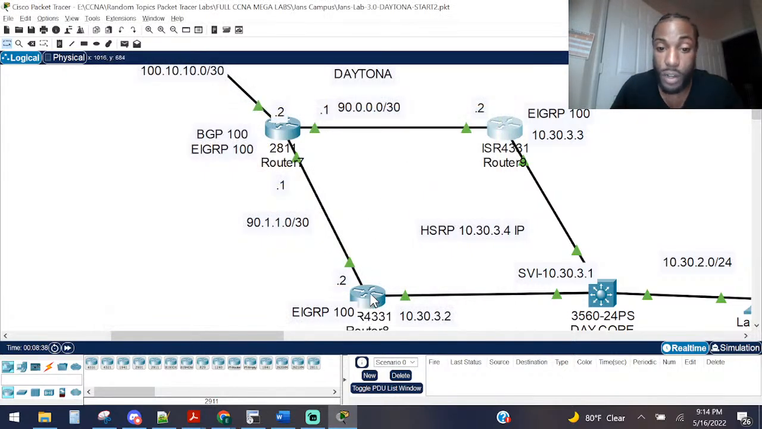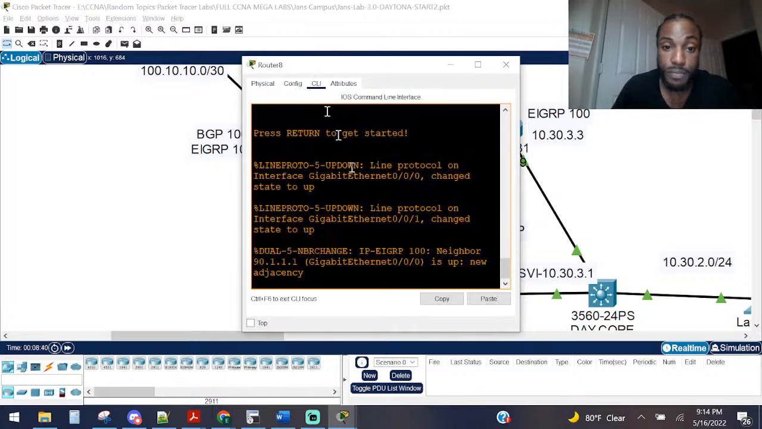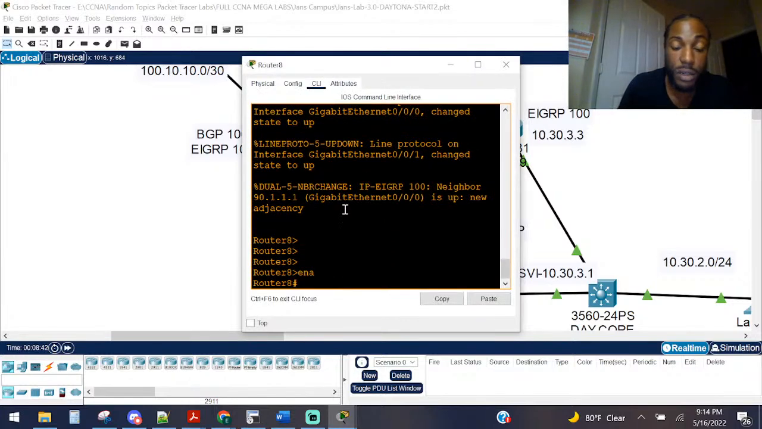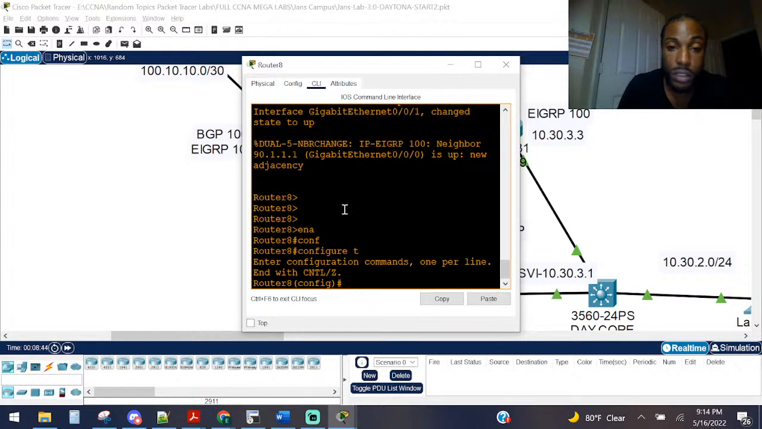Let's go ahead and do it on this guy right here, router 8. Now watch what happens though. Go to global config mode. I should have done it at the bottom first, but maybe it is good I did it at the top. Let's do a show IP interface brief just to verify, right?